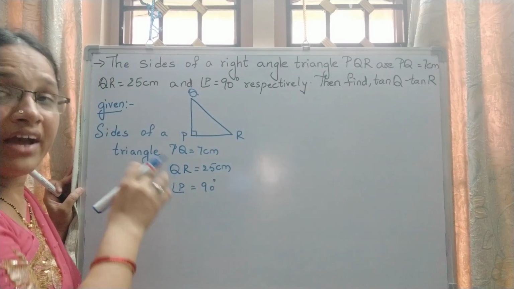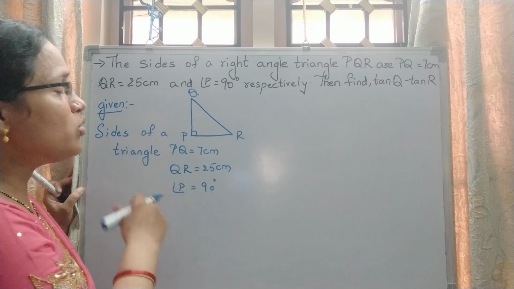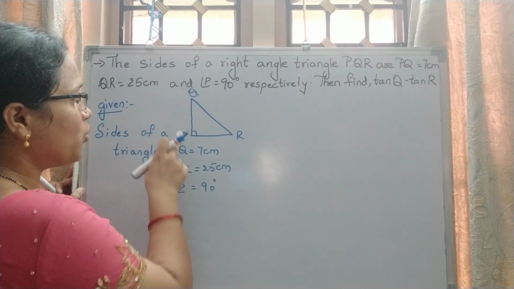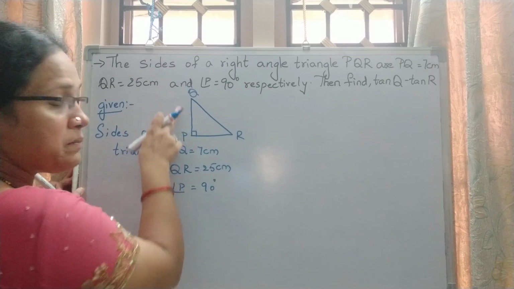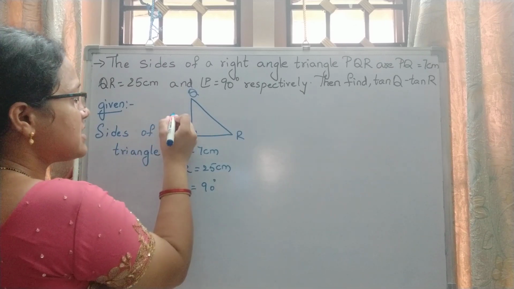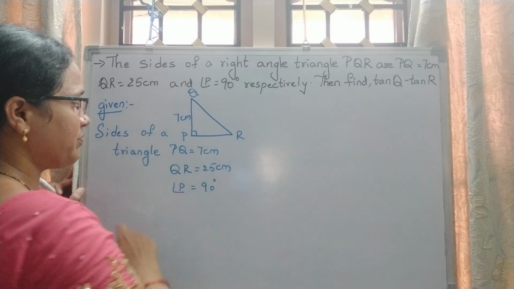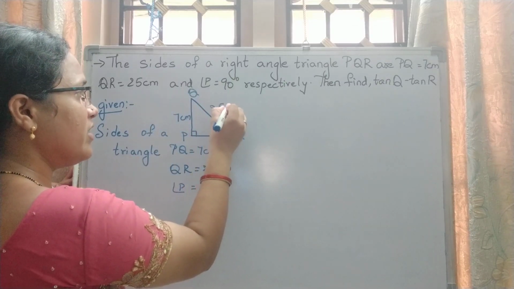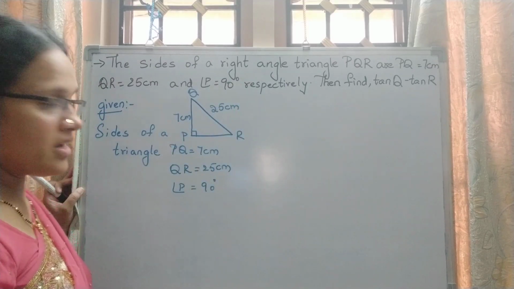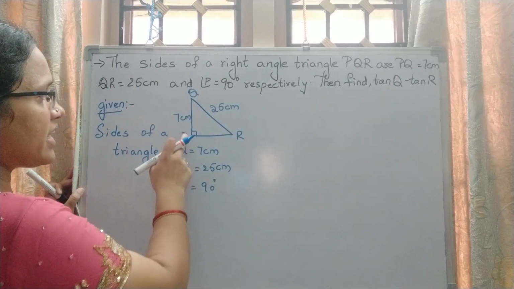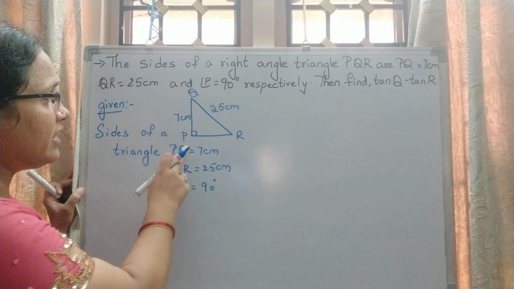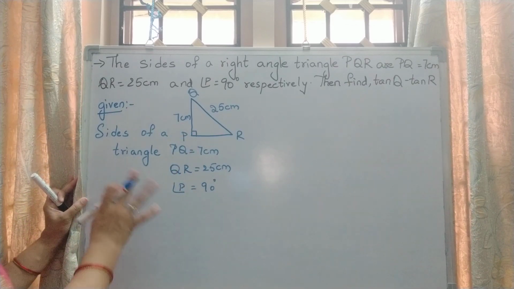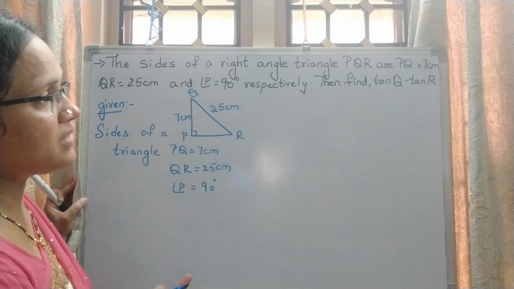Now, from the given, substitute the numerical values given for the sides. PQ, that is P and Q, this side, the opposite side, is given as 7 centimeters. Next, QR, the longest side, is given as 25 centimeters. Next, angle P is 90 degrees. Already we have written that P is 90, and we have drawn the right angle symbol. Yes, this is what is given for you.